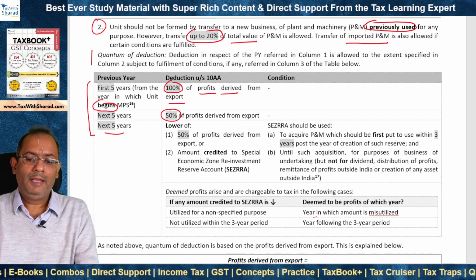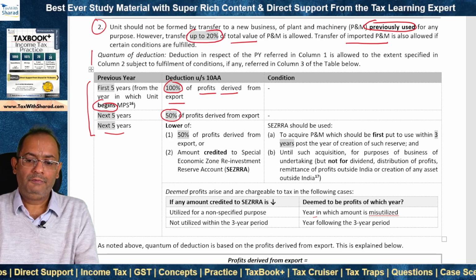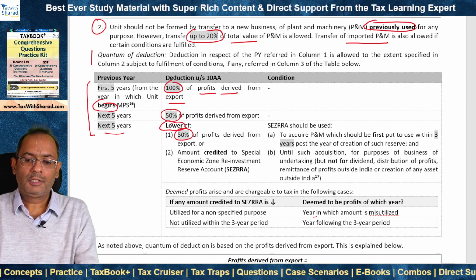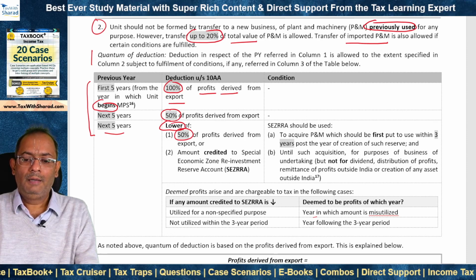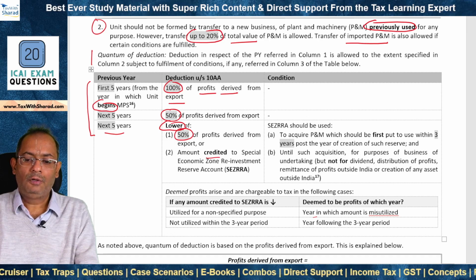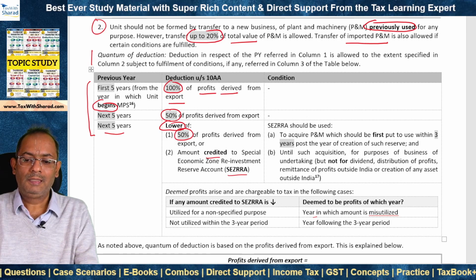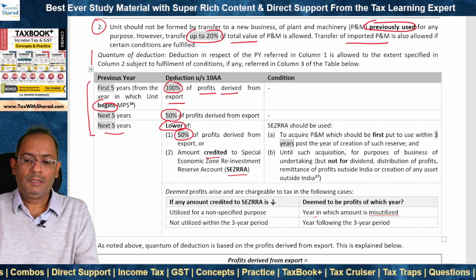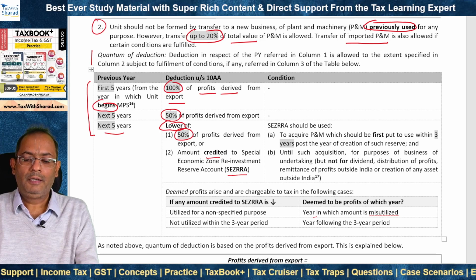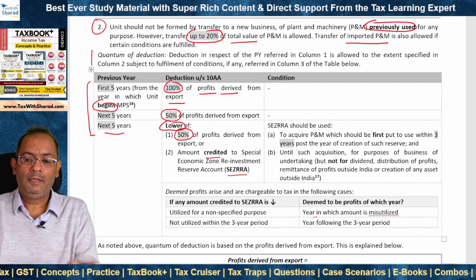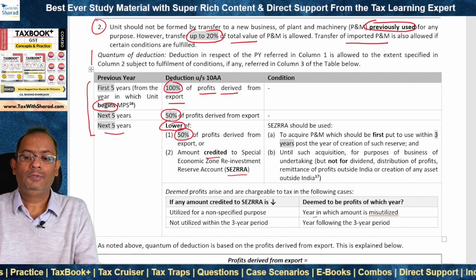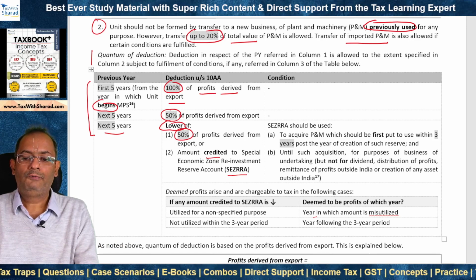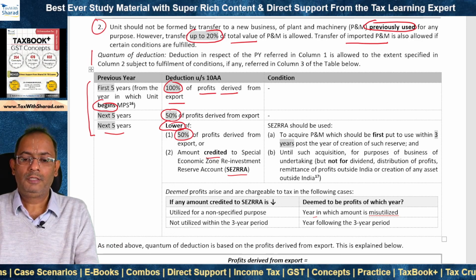And for the last leg of 5 years, in the total period of 15 years, the deduction allowed is the lower of 50% of such export profits, or the amount which is credited to a special economic zone reinvestment reserve account, or SEZ RRA. So one needs to open a special account, which is a kind of reserve account where the amount is supposed to be credited for the purpose of reinvestment into the same business. That is called SEZ RRA. So this is the objective, and therefore the lower of the amount so credited or 50% of profits is allowed as a deduction.